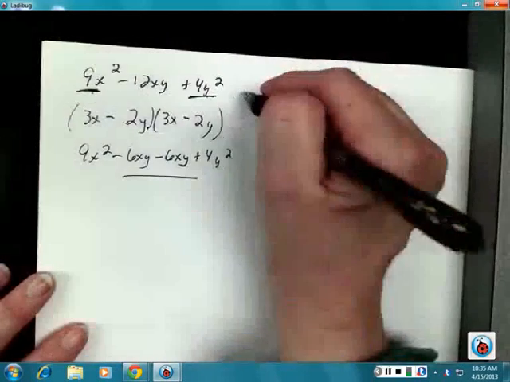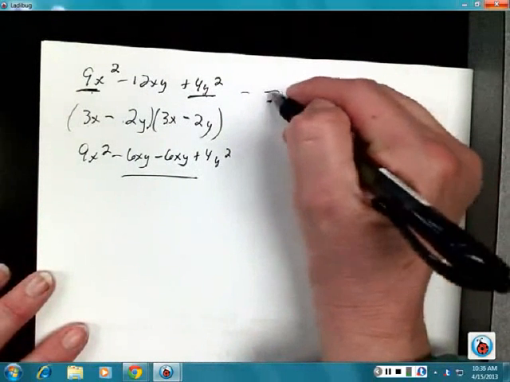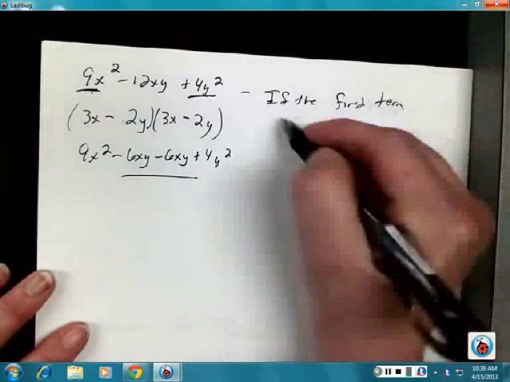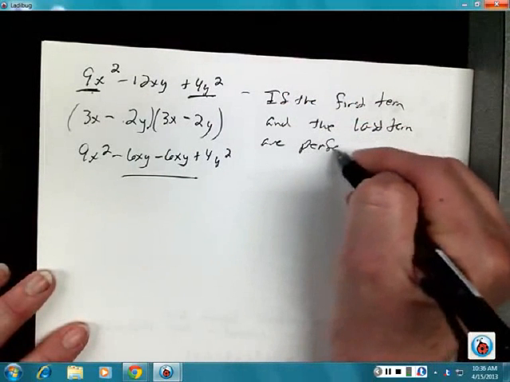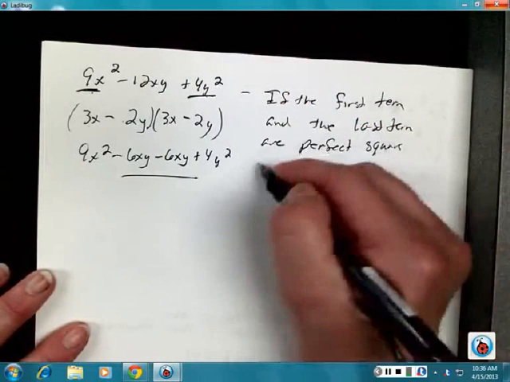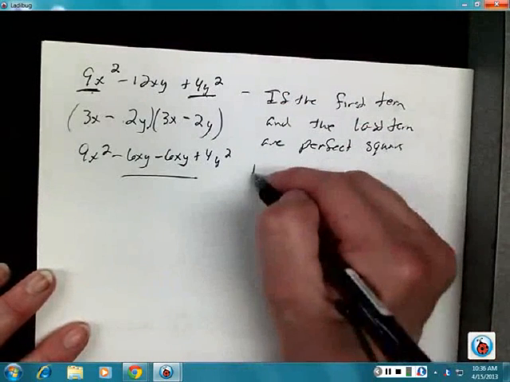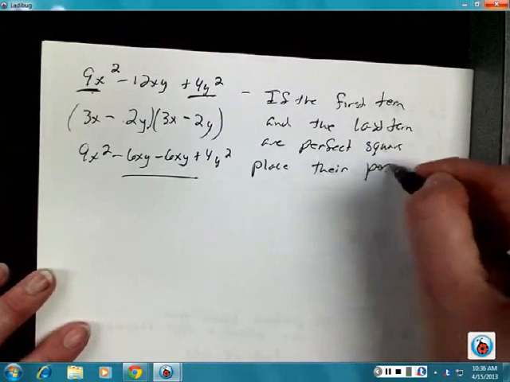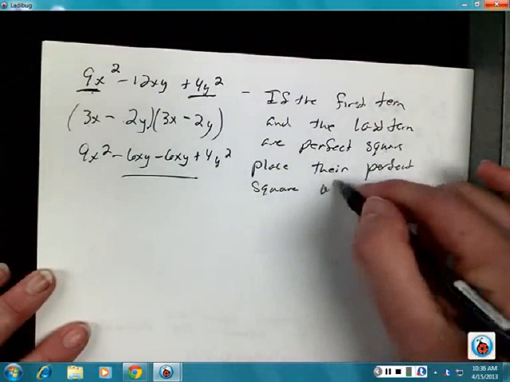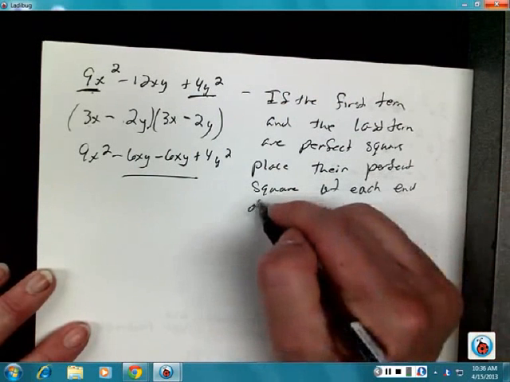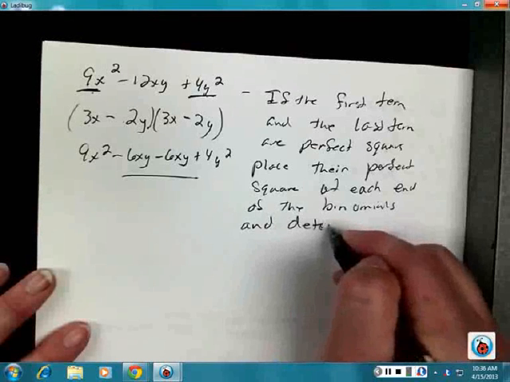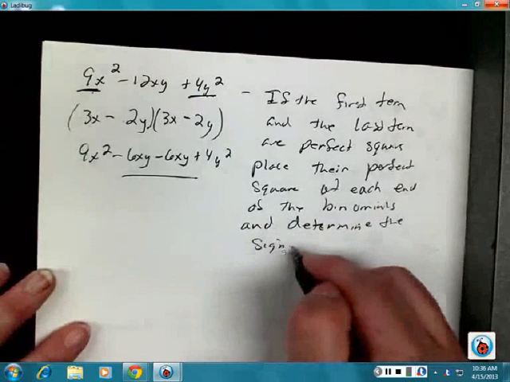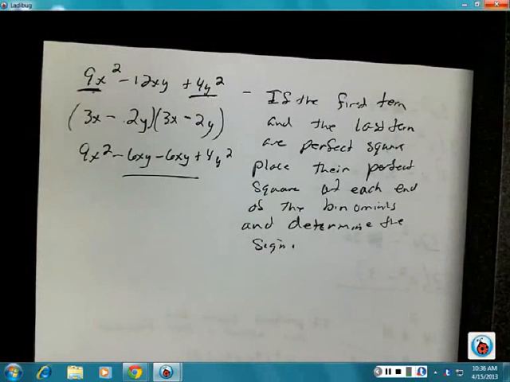But you have to watch that if the first term and the last term are perfect squares, place their square roots at each end of the binomials and determine the sign. So you're going to look at that and determine your pieces in there. Okay? So you're going to look at your parts and say, if I've got perfect squares in there, I can break it apart.